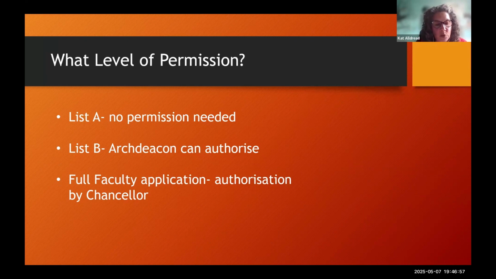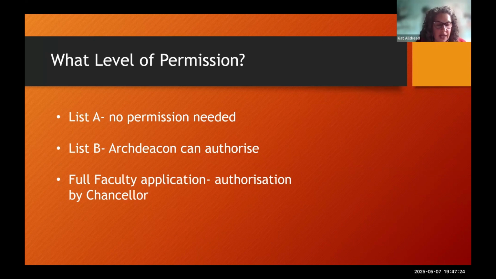List B is a list of works that can be undertaken with a shorter application and the archdeacon's authorization. Some examples of List B works are works of repair affecting building fabric, as long as no new material is being introduced, a new or replacement notice board, works to trees, or introducing a bench in the churchyard. So those are all things an archdeacon can authorize.